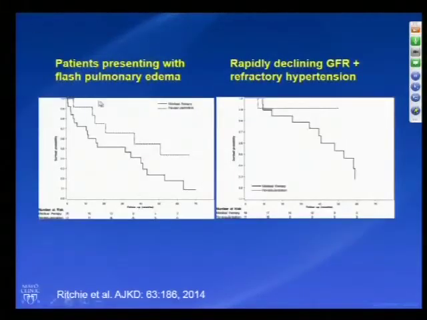What they found here, I'm focusing on the graph on the left side, the survival curve. Those patients who presented with flash pulmonary edema, and this is all retrospective data, not prospective, they looked at their patients who underwent medical therapy versus revascularization. Those who underwent medical therapy did worse than the other group in case they presented with pulmonary edema. Same thing for the group who presented with refractory hypertension and rapidly declining GFR, they found the same pattern. Also, I have to note that the numbers are really small, but you can see some signal there.